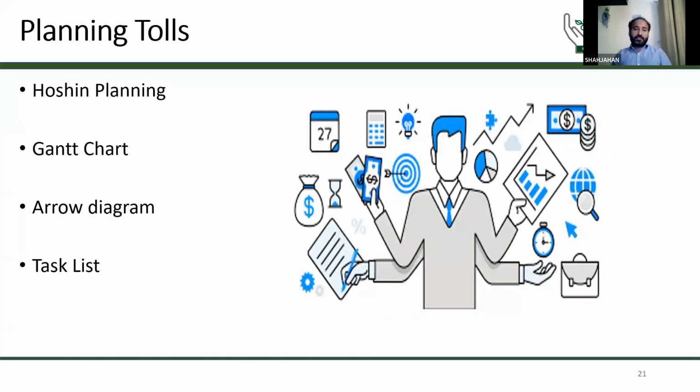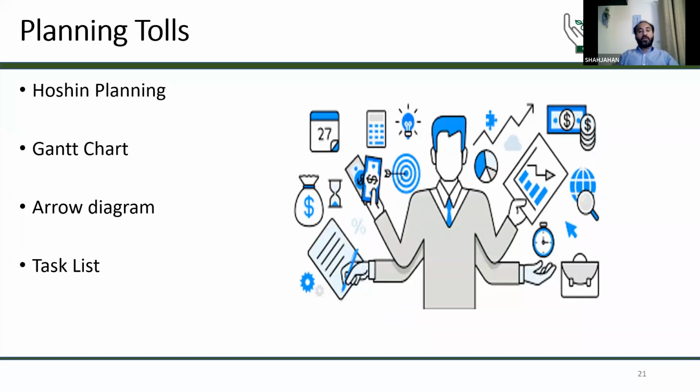Now, after the data collection, we have other tools which we use for planning. Whenever in our organization we are going to implement any project, like starting a new project, starting an oncology service, or starting a new hospital or a new department, which tools will we use at that time? First of all, the tool which we use for planning is the Gaussian planning. The second tool is the Gantt chart. The third tool is the arrow diagram, and the fourth tool is the task list. So when we have planning, we will use these tools.